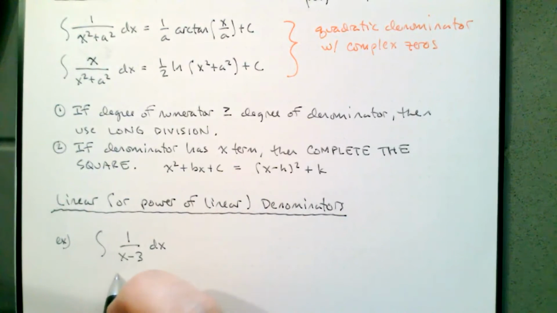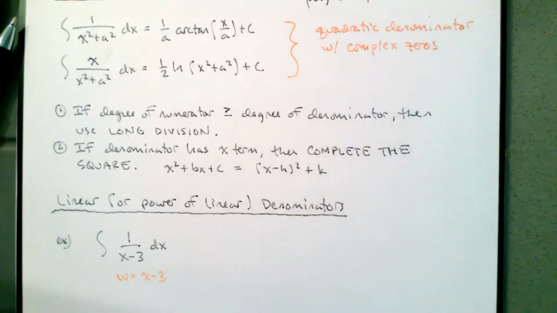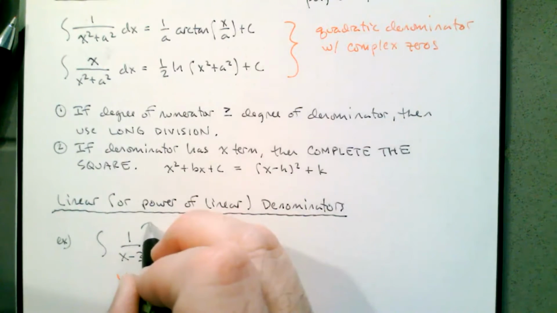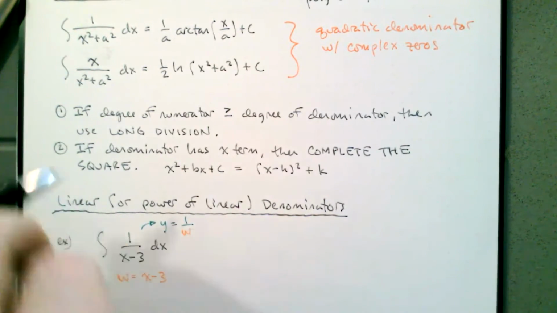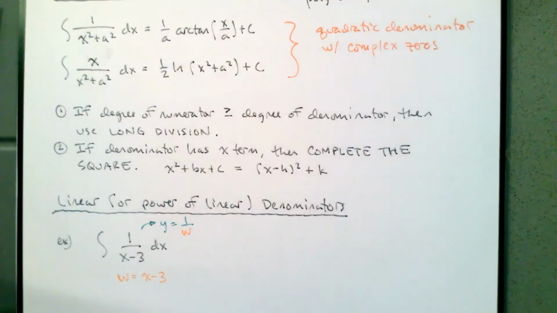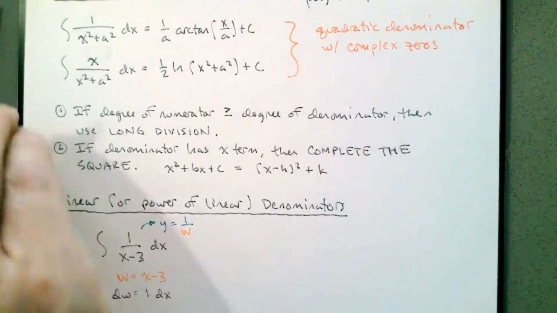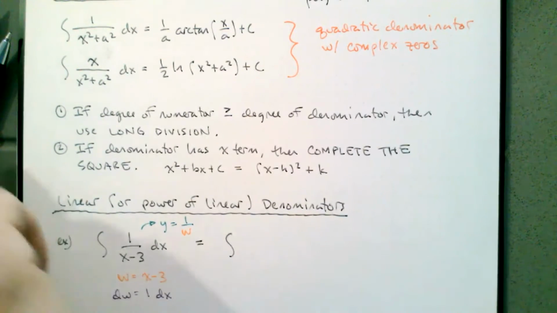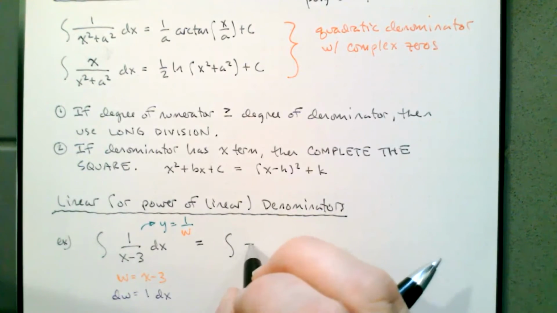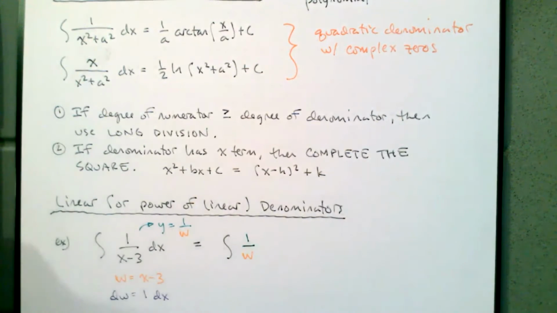w can be x minus 3. Then the function that we're plugging into is 1 over w. And in a nice linear substitution like this, the dw is equal to dx. So if w is x minus 3, then dw is just 1 dx. So this integral, we're integrating the function 1 over w dw.